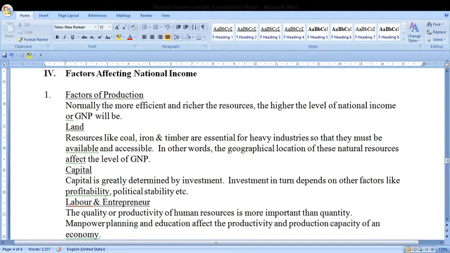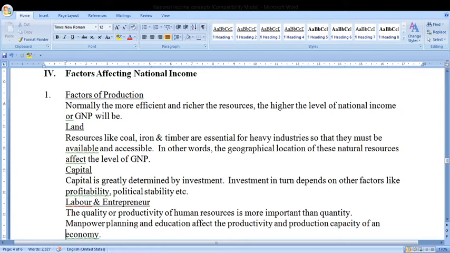Good morning, students. Today we are going to see factors affecting national income. First thing, factors of production. We know what factors of production are: the 4 M's I said. Man, machine, money, material. This is going to be factors of production. According to the economic point of view, land, capital, labor and entrepreneur. So this is going to be the factors of production.